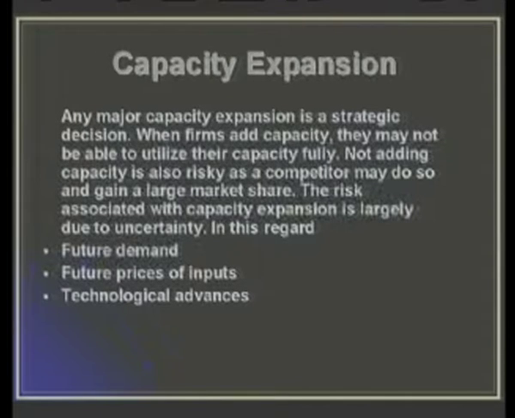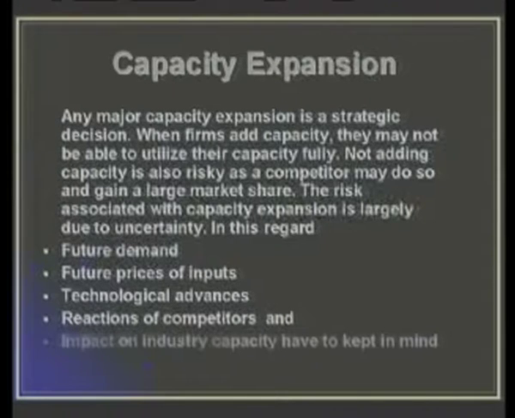So the future demands are important, the future prices of inputs are important, technological advancements are important, and so many other factors like reactions of the competitors are important. So we have to see the impact of industry capacity expansion. I mean, what kind of impact we may find on this capacity expansion. So this becomes again a strategic decision for an organization.